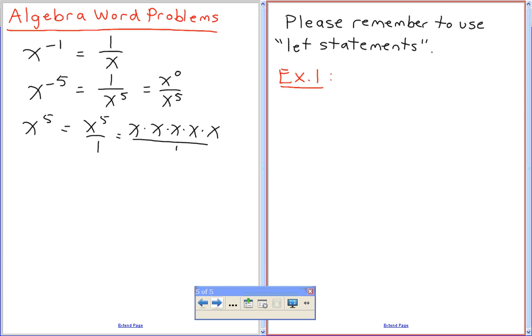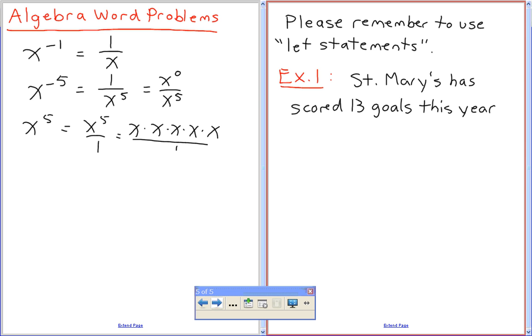Okay. St. Mary's has scored 13 goals this year and scores 4 per game. Okay, we're not doing any solving, we're just making an equation here, that's all we're doing.